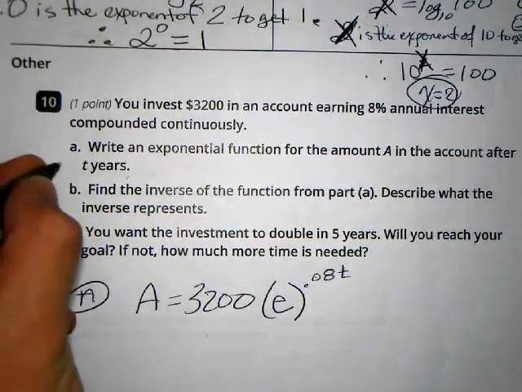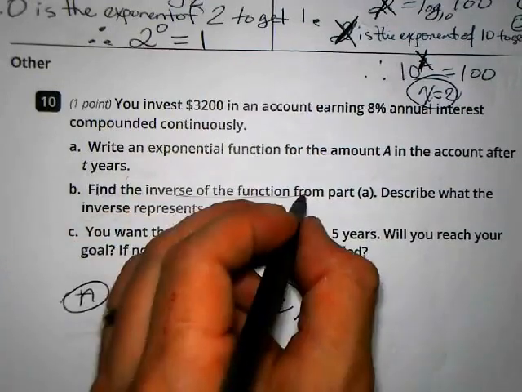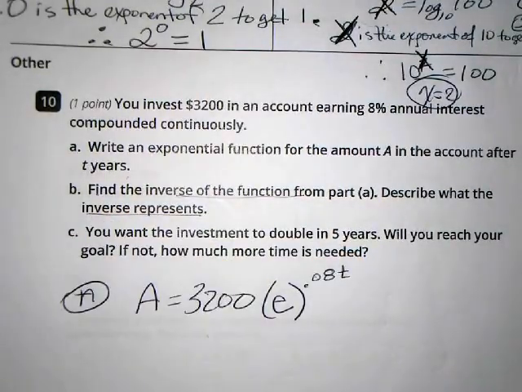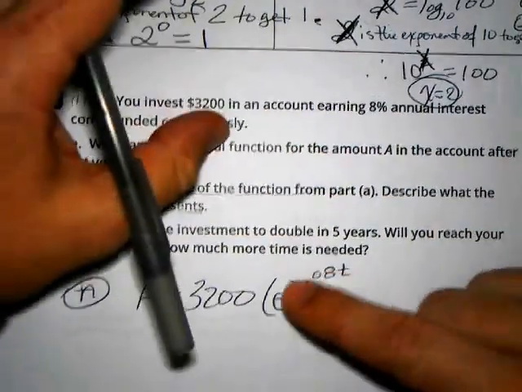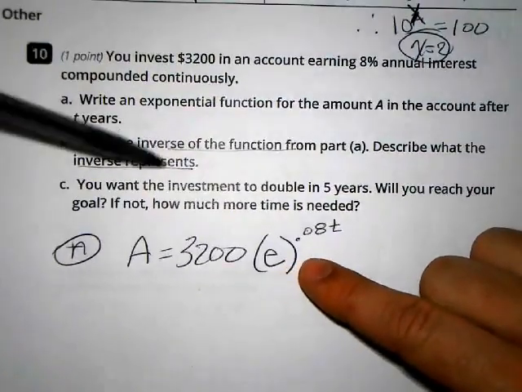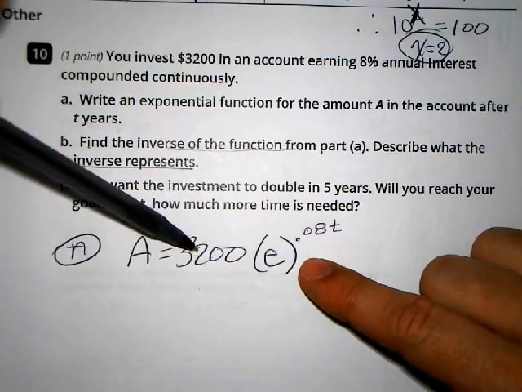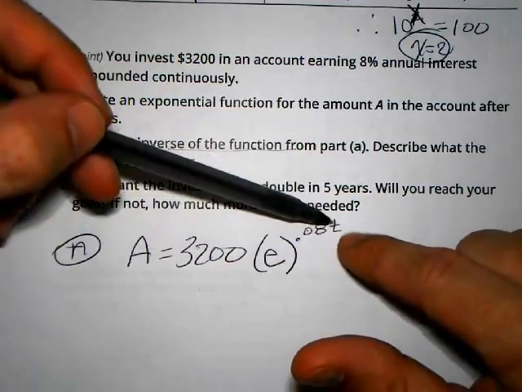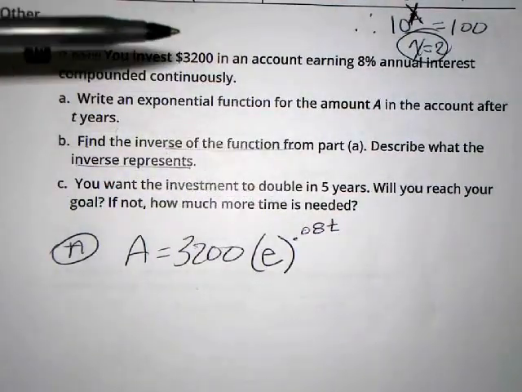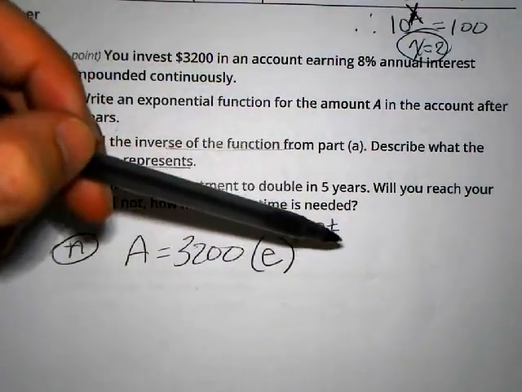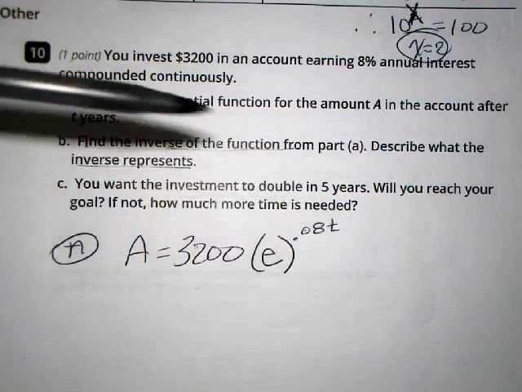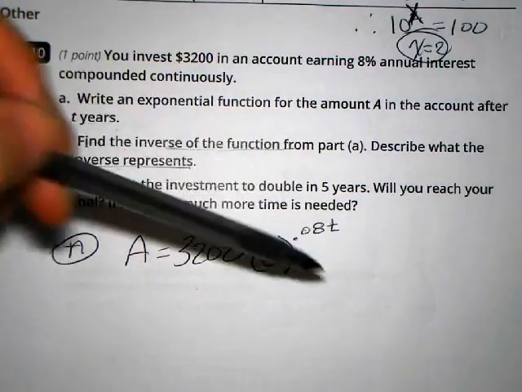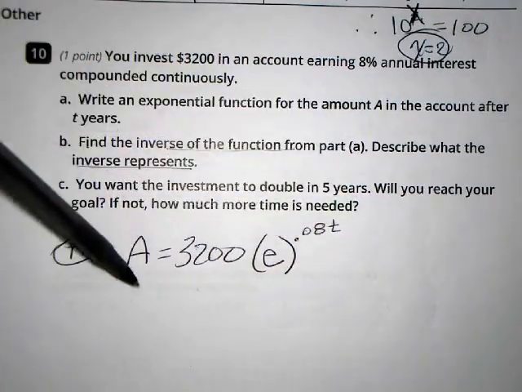And it's just asking us, find the inverse of the function, describe what the inverse represents, all that good stuff. All right. Well, if we're going to figure out what the inverse represents, we should probably know what this represents right now, right? All right, so what is t standing for here? Swayze? What does the variable t stand for in this problem? Time in years, good. And what does A stand for?